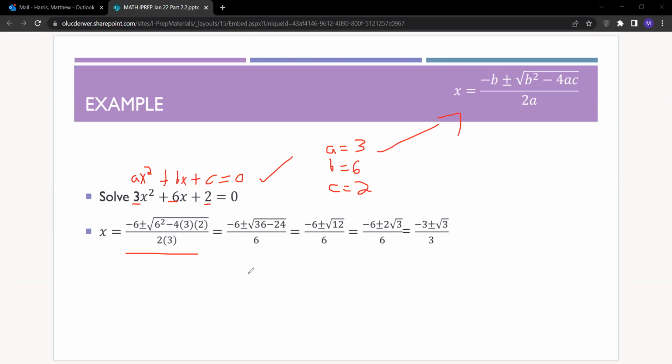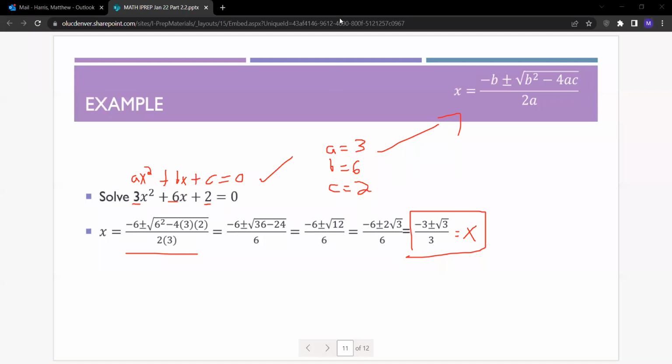And then all you're doing is just solving from here. So the same thing we've been doing with simplifying and figuring it out, that's what we'll do. When you get through all the simplification, you end up with this as your final answer, and that is equal to x. And remember, this plus minus thing means plus or minus, so this actually represents two answers. It's both negative 3 plus the square root of 3 over 3 and negative 3 minus the square root of 3 over 3.